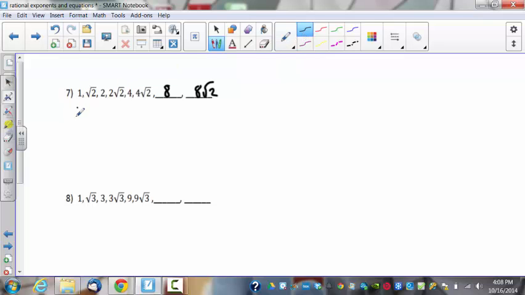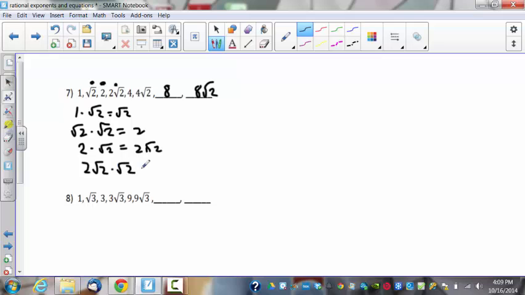I'm going to take 1 times square root of 2 equals square root of 2, and that's how I get this one. Now I'm going to take this one, square root of 2, multiply by the factor square root of 2, and I get 2, which is this one here. I'm going to just continue in this fashion, multiplying by the square root of 2 each time, and you can see that it actually works out to be the next number in the sequence.